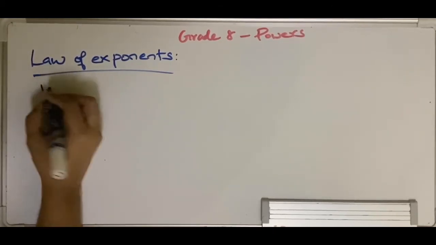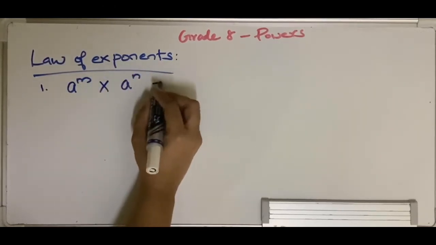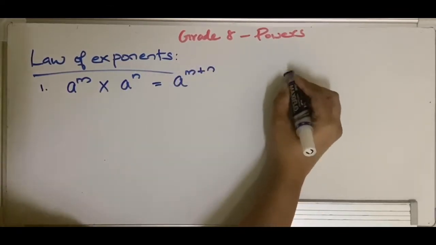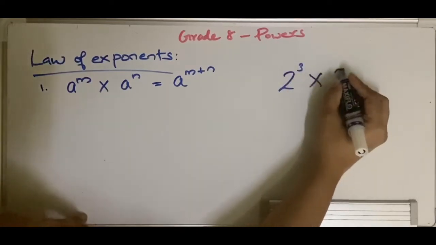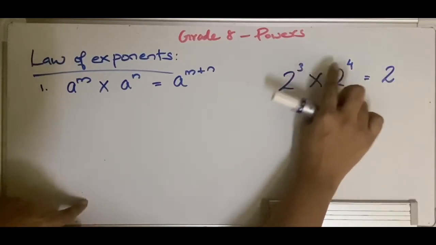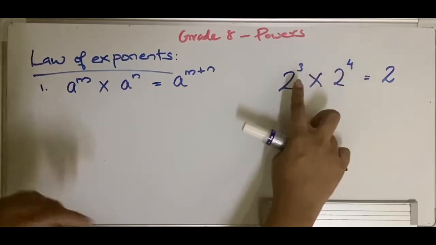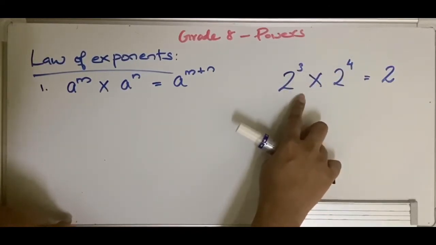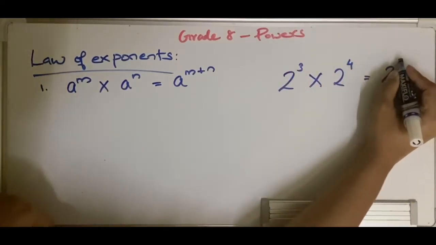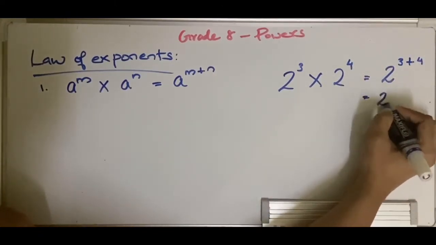The first law we have is a raised to m multiplied by a raised to n would be equal to a raised to m plus n. So if you have 2 cube times 2 raised to 4, then your answer will be 2 raised to 3 plus 4. If the bases are the same and the powers are different, then when it comes to multiplication, you just add the powers to get the final answer. So this would be 2 raised to 3 plus 4, which gives us 2 raised to 7.